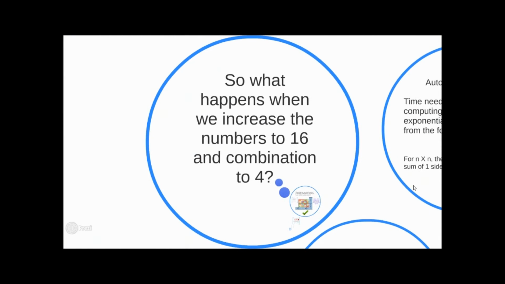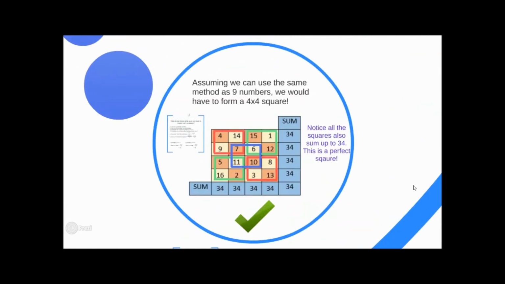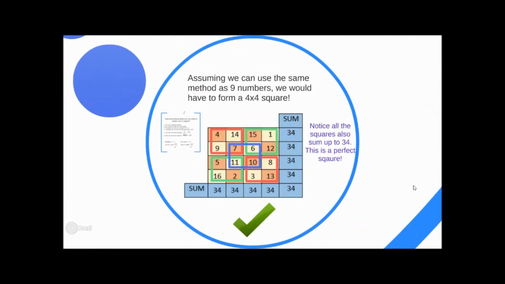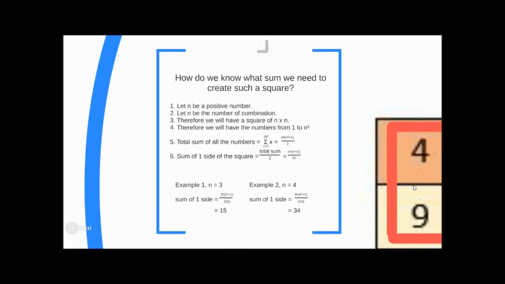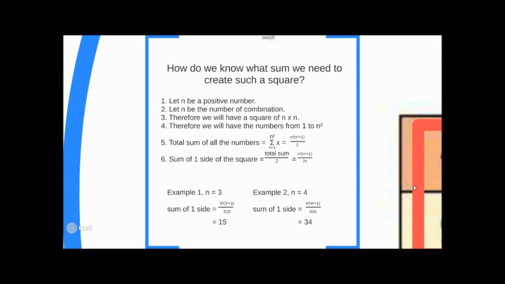So what happens when we increase the numbers to 16 and the combination to 4? Let us assume that we can use the same method as 9 numbers. That way we will need to form a 4x4 square with the same sum of each side. But how do we know what sum we need? Here is how we find the sum.